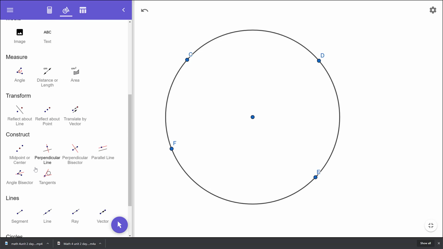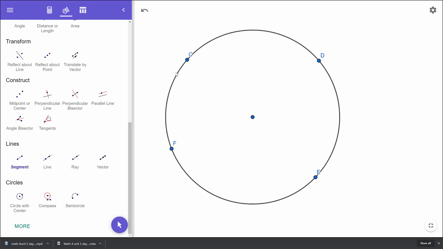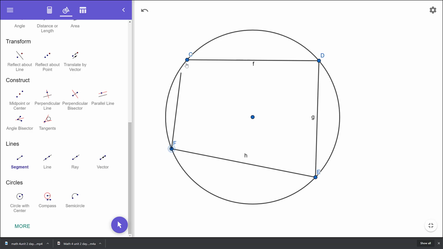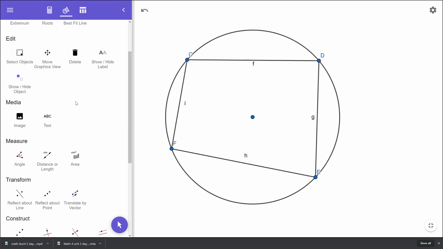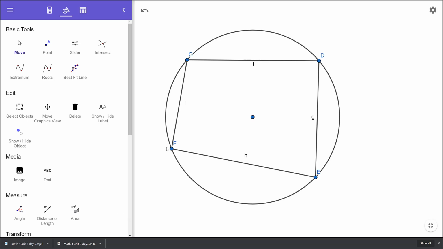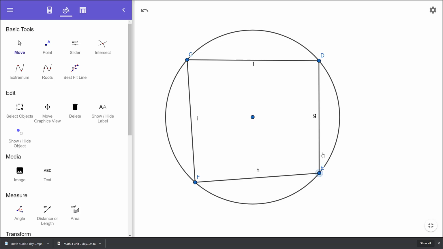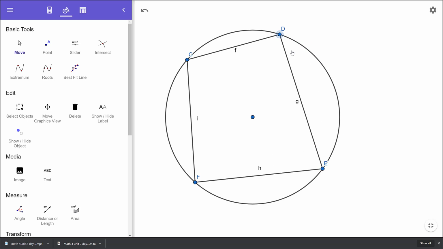So now let's use the segment tool to connect these to make my quadrilateral. So I'll connect C to D. I will connect D to E, so there's segment DE, there's segment EF, and there is segment CF. Okay, so now I have a quadrilateral, and if you did a good job of this, then when you move these points, your quadrilateral should stick to the circumference of the circle. So there we go, perfect so far.